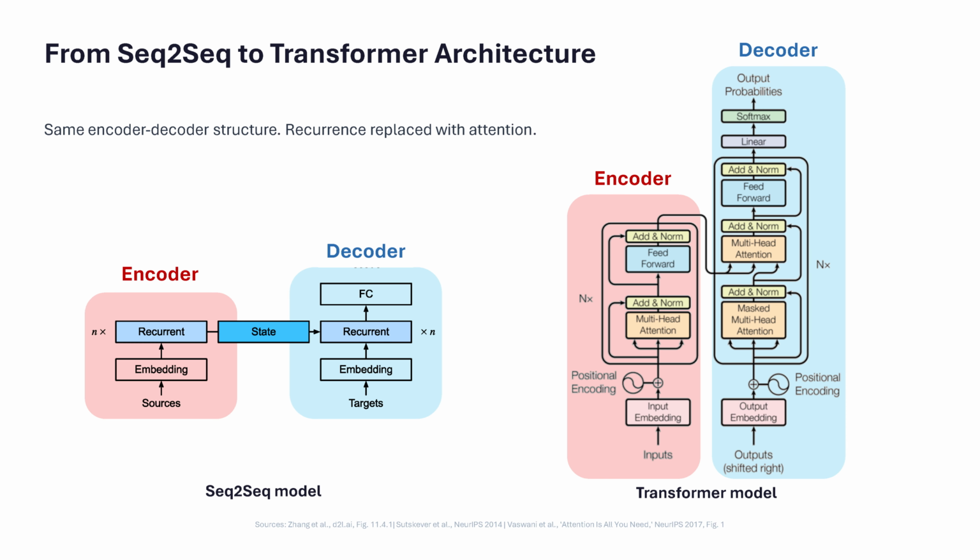Here's what changed architecturally. On the left is the seq-to-seq model. An encoder reads the input, compresses it to a state vector, and a decoder generates the output. On the right is the transformer, the same encoder-decoder structure. But the recurrent blocks are replaced with multi-head attention, stacked N times. Let's zoom into this attention block and see how it works.